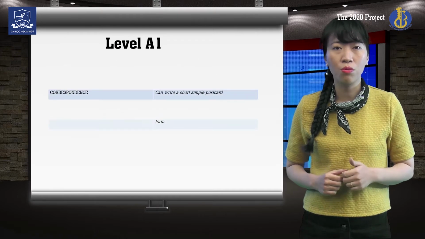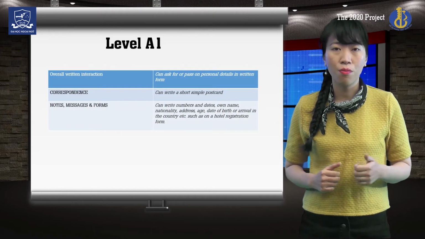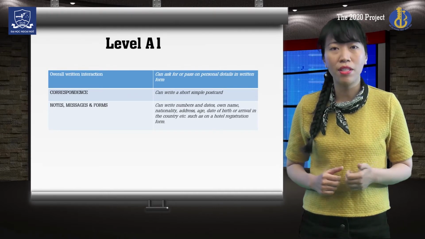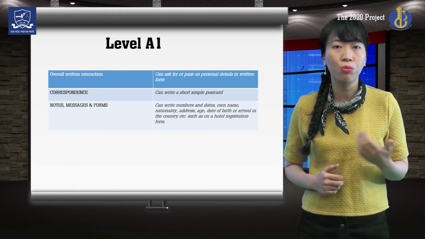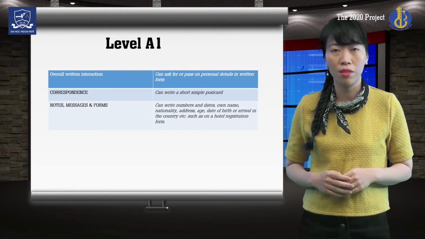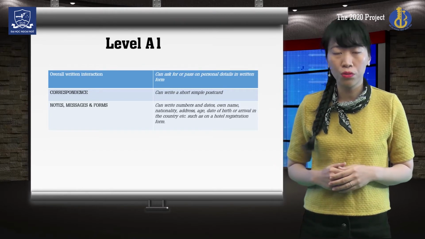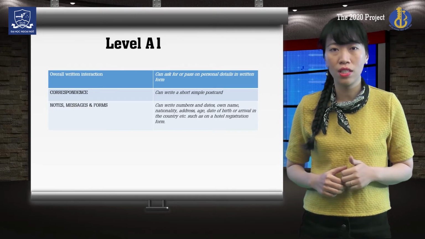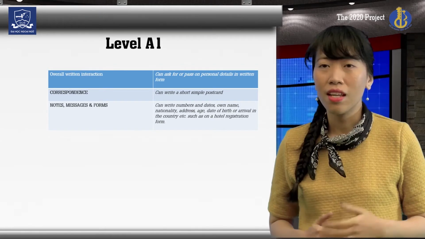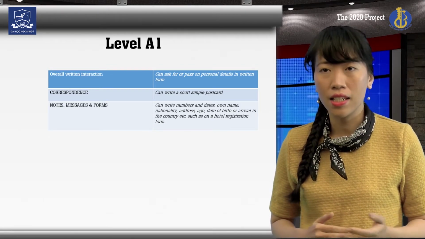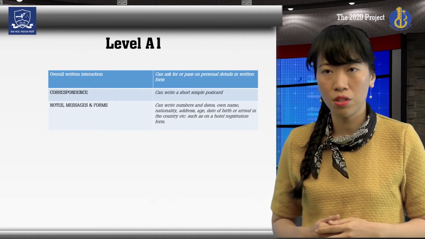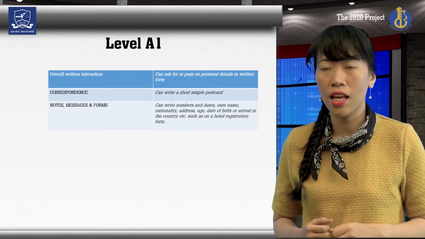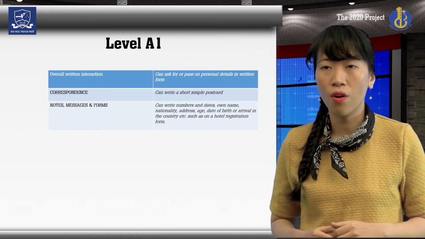Now, what are the descriptors we have for level A1? As you may know, we don't have many descriptors for this beginning level. And the same as speaking descriptors, we divide into written interaction and written production. Let's look at the descriptor for overall written interaction. Can ask for or pass on personal details in written form. This descriptor is then explained in more detail in the two subscale descriptors, which are writing correspondence and writing notes, messages, and forms. Look at the descriptors on the screen.